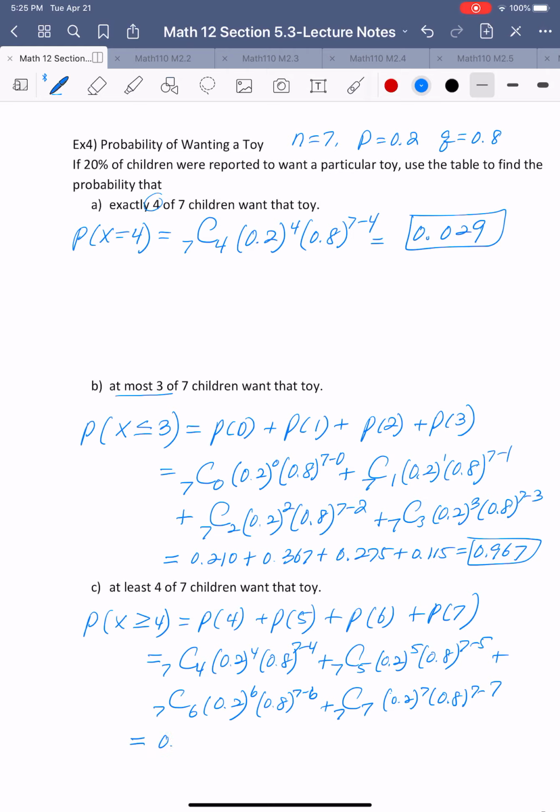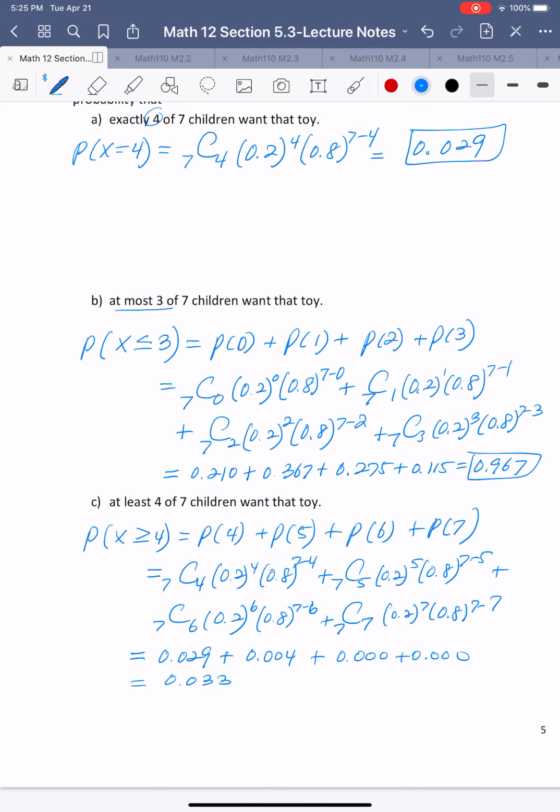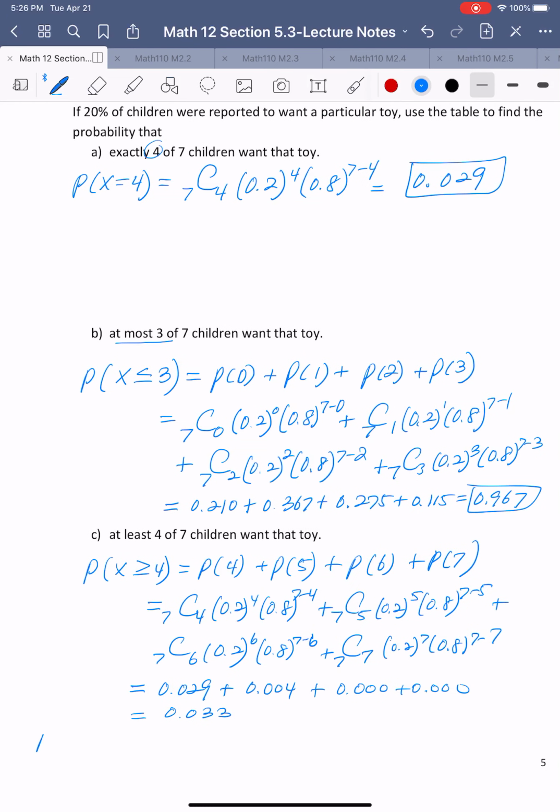So the numbers you should get are 0.029, 0.004, almost 0, 0.000, and then you got 0.033. But also for the last question, P of x greater than or equal to 4 is the same as 1 minus P of x less than or equal to 3. We already found P of x less than or equal to 3, which was 0.967. So you got 0.033, which comes out the same as this. Okay, so you can do those.